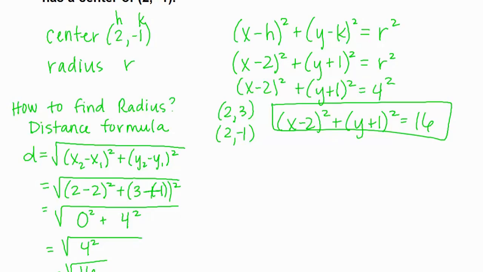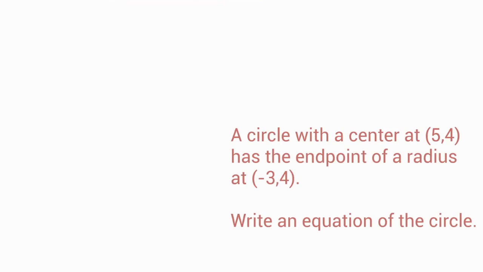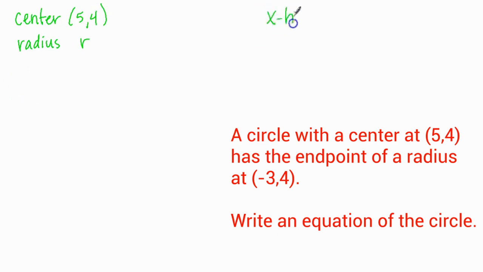Let's take a look now at our next problem in your notes. Same type of problem. A circle with the center at (5, 4) has a radius with an endpoint at (-3, 4). Write an equation of the circle. So we know the endpoint of the radius is (-3, 4), but we don't know what that radius is just yet. So we're going to figure out what the equation of this circle is with our equation of a circle, and we are going to use a distance formula again to solve the problem.